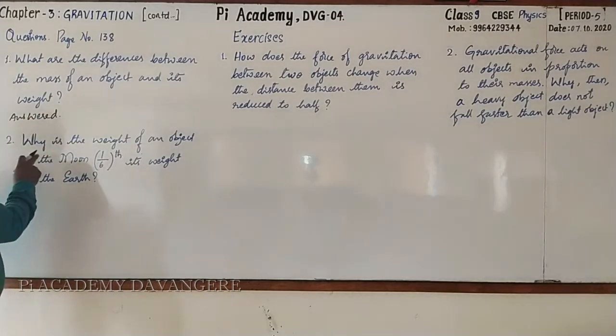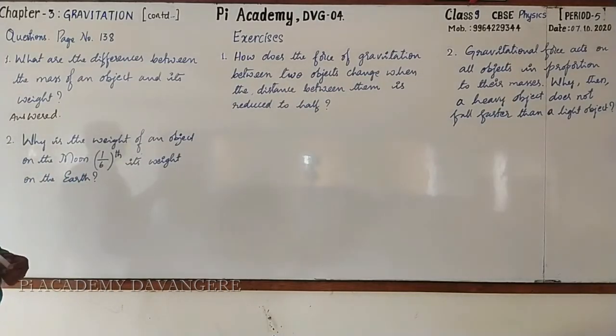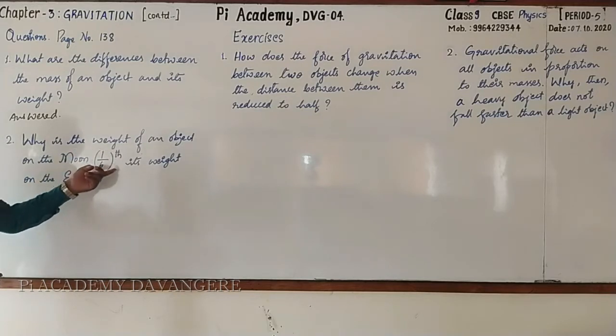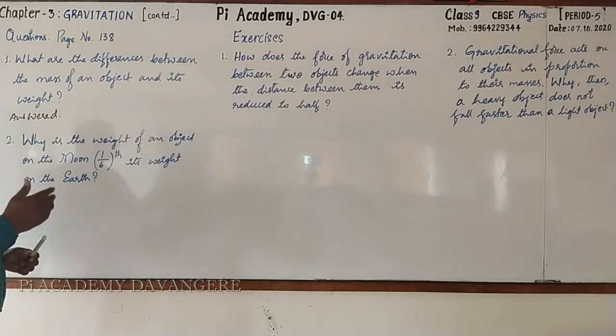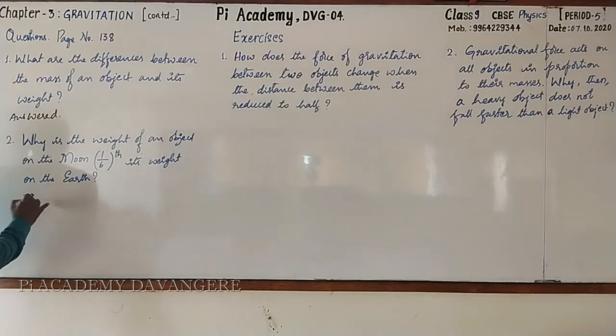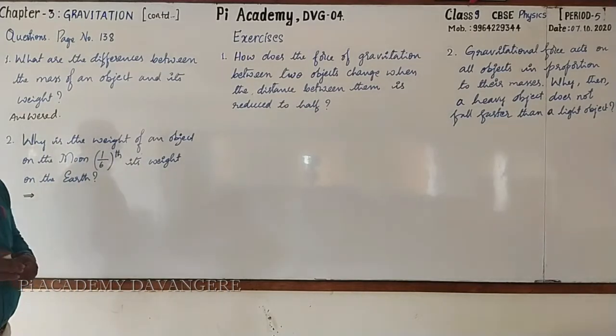Next, second one. Why is the weight of an object on the moon 1/6 its weight on the earth? Dear students, we have already come to know the weight of an object on the moon is 1/6 the weight of the object on the earth, in two different ways. So today only we came to know that mass of the moon is 1 by 100 times the mass of the earth, right? Whereas its radius is 1 by 4 times the radius of the earth.